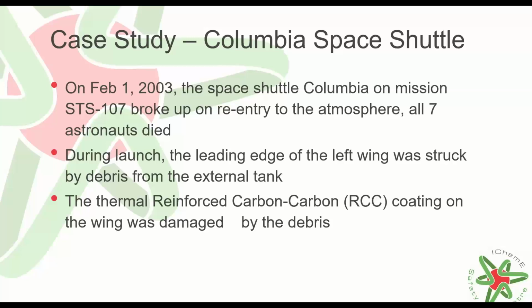Now, during the launch of that shuttle, the leading edge of the left wing was struck by debris that came off the external tank as it separated from the shuttle itself. That debris strike damaged what they called the reinforced carbon-carbon coating, which was on the wing. Now that coating was there to provide thermal protection for the leading edge wing for the very act of re-entry into the atmosphere when excessive temperatures are generated due to the friction.